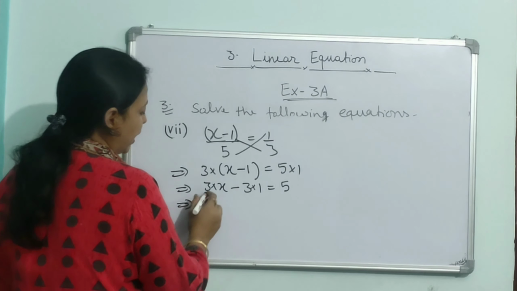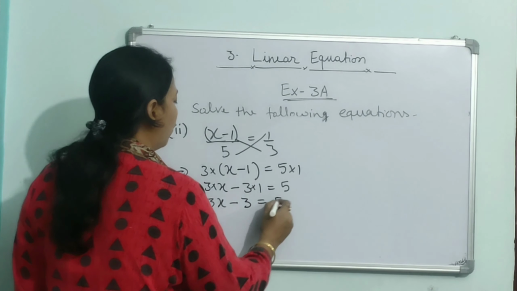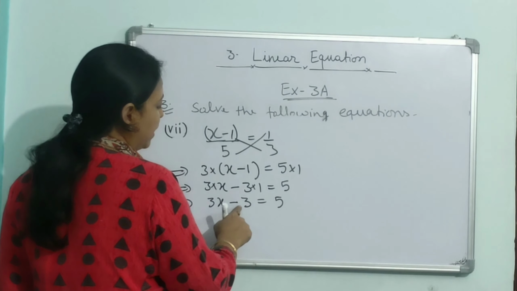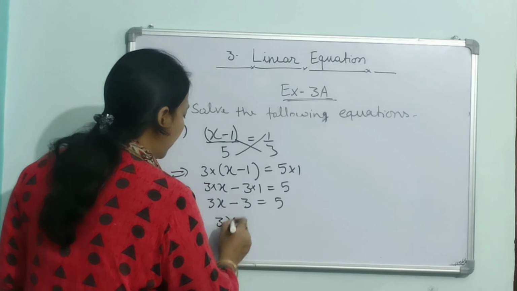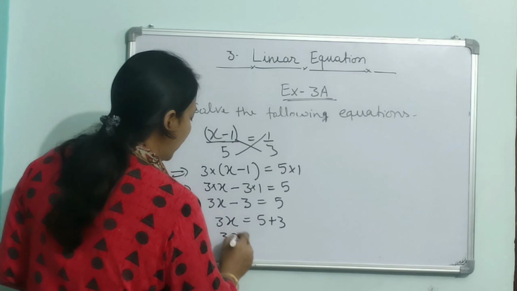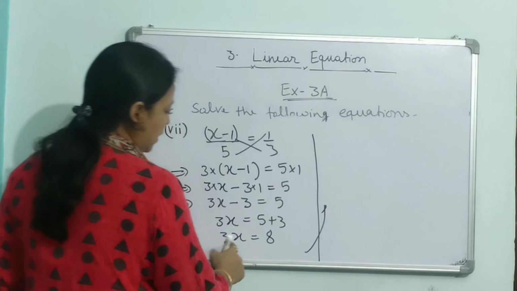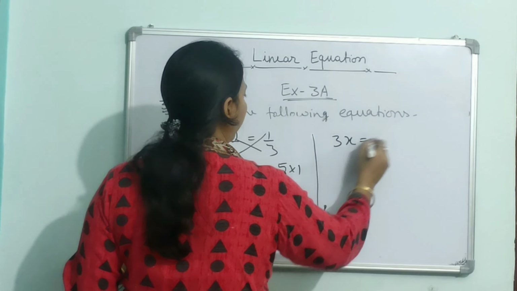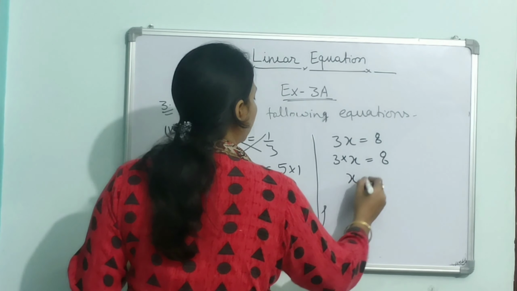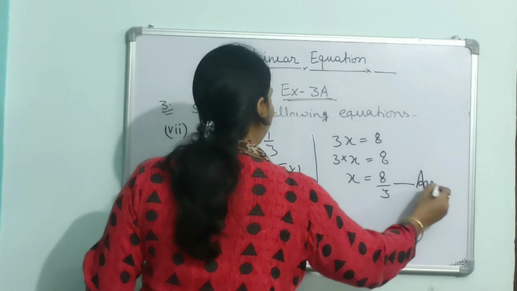Next step we will get 3 into x means 3x minus 3 into 1 will be 3 is equal to 5. Now like other questions, other linear equations, you will shift this minus 3 on the other side. You will get 3x is equal to 5 plus 3. This implies that 3x is equal to 8. Now we will solve this side. 3x is equal to 8. It means 3 into x is equal to 8. Then x is equal to 8 divided by 3. It is not divisible, so this will be your answer. 8 by 3.